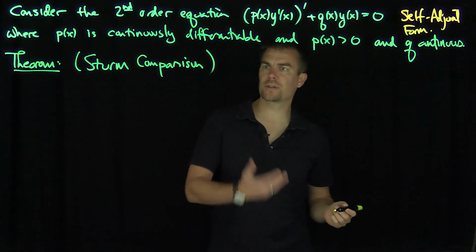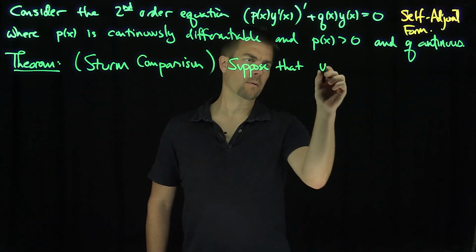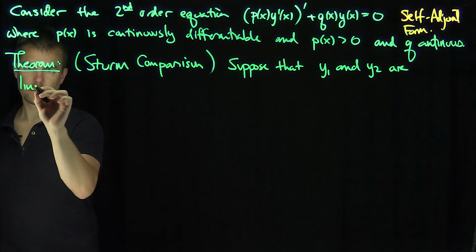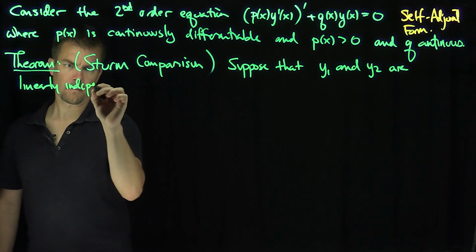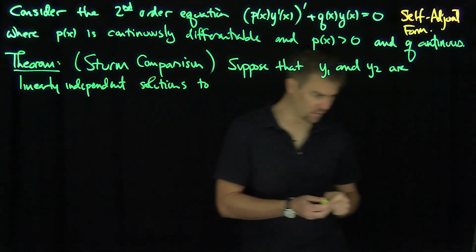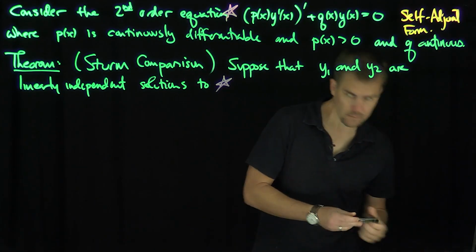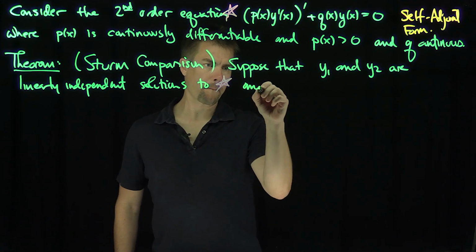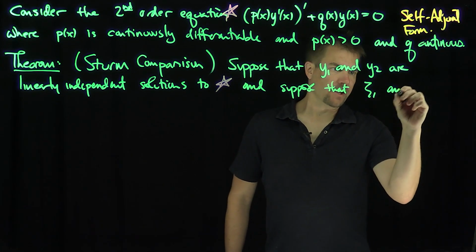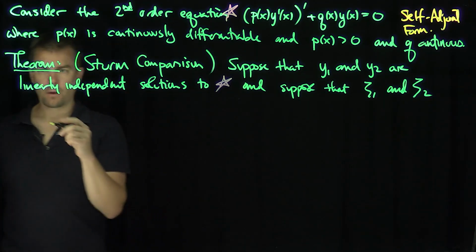Okay. And what it states is the following. It says, suppose we have two solutions to this differential equation. Suppose that y1 and y2 are independent solutions to this differential equation over here. It's called star. And suppose that zeta 1 and zeta 2 are consecutive zeros of the solution y1.